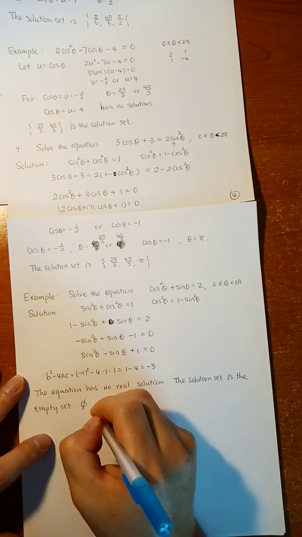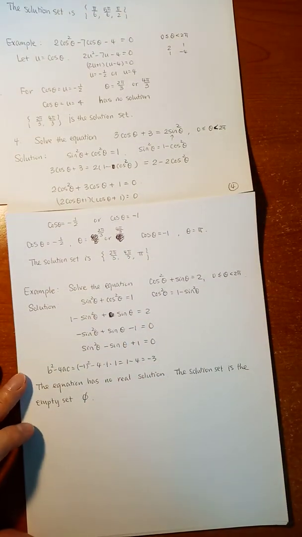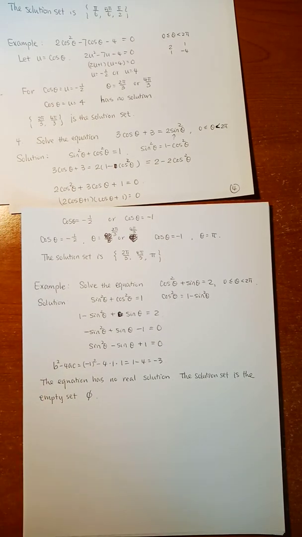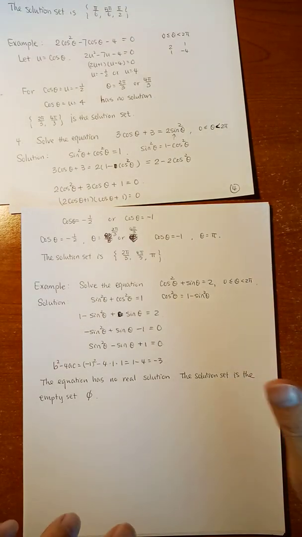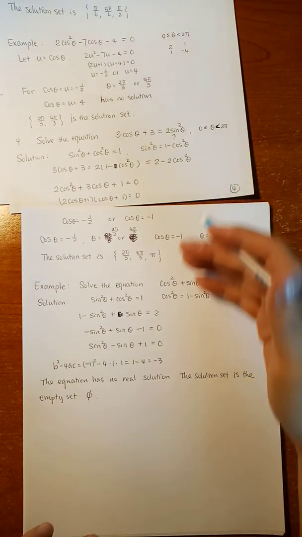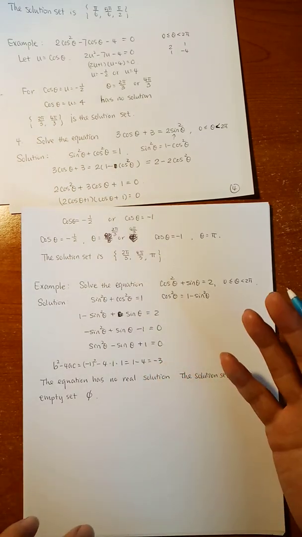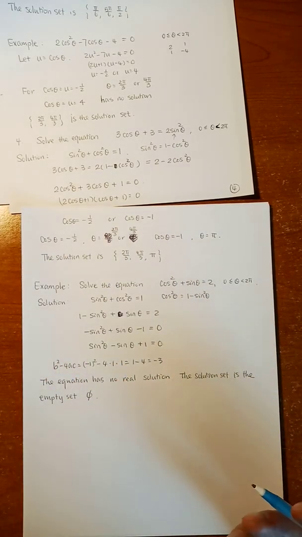We have a symbol. Empty set means this. You put a circle and cross it. Okay, so this is trigonometric equations. In trigonometric equations, you just use the original technique and simplify it to some evaluation, like sine theta is equal to something, or cosine theta is equal to something, or even tangent theta is equal to something.